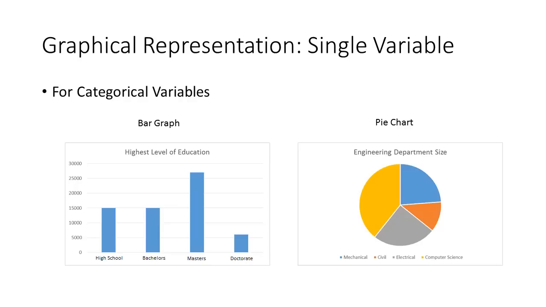Another way of representing categorical variables could be something like a pie chart, right? This is an example where, let's say, we looked at the number of students in different engineering departments, and your different engineering departments here are mechanical, civil, electrical, and computer science. These are just some random departments I chose. And again, the frequency of occurrence is represented as a percentage of the whole, right?